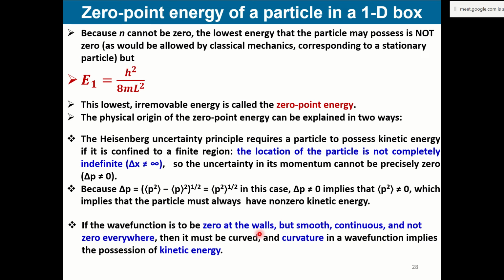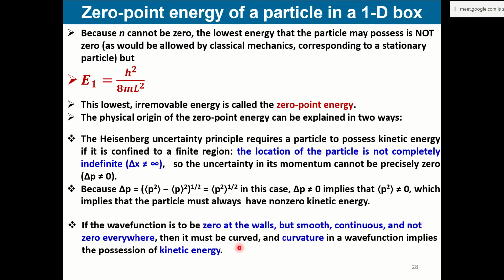Then you can argue in another way that the wave function has to be zero at the two ends, at the two walls, smooth, continuous, and not zero anywhere else unless it is a node. So the function must be curved, and curvature means energy. The minimum that we can make is one bend, that arc that we draw. That is the only least possibility that we can have.